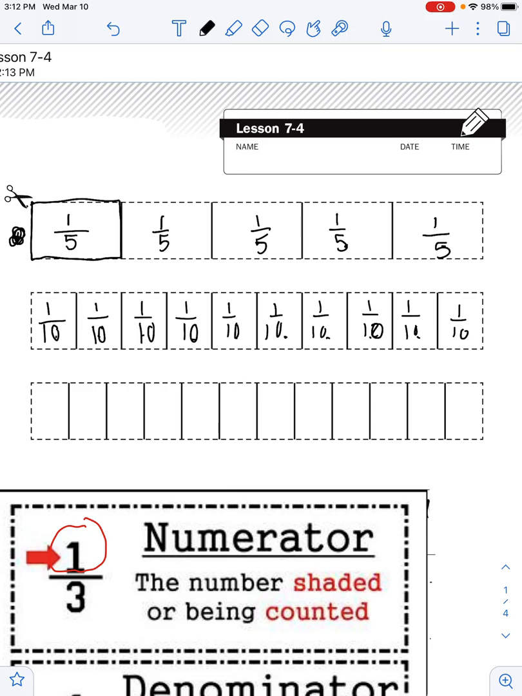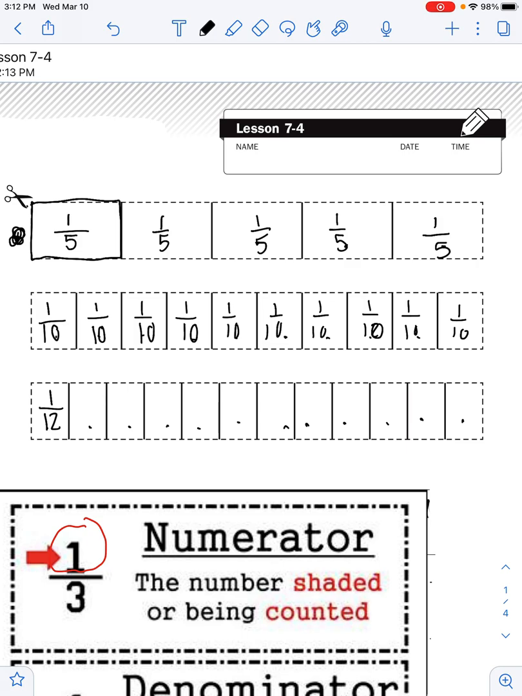And this last one, how many pieces are there? 1, 2, 3, 4, 5, 6, 7, 8, 9, 10, 11, 12. Okay, so these are 12ths. And they're all gonna say 1/12 in there. I'm not gonna take the time to do all that.